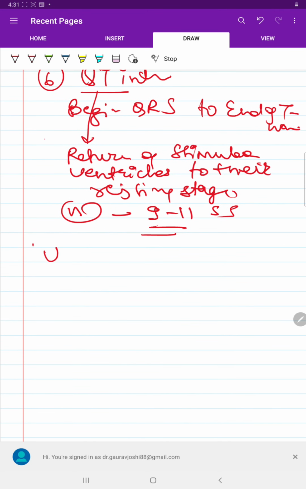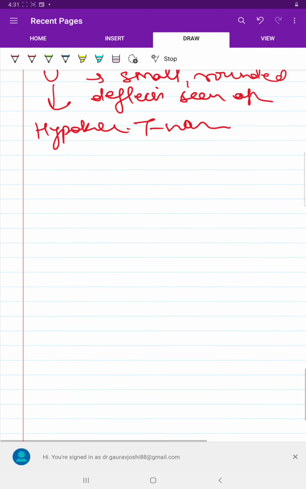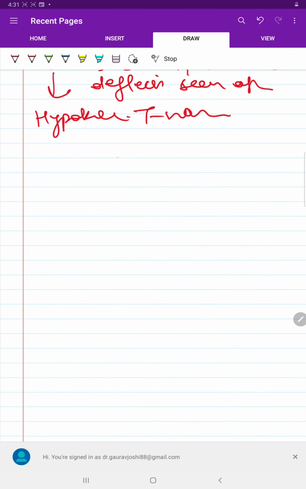And sometimes you appreciate a U wave also. What is the U wave? It is a small rounded deflection seen after the T wave. It is most prominent in hypokalemia. So if you know this much about the ECG, this is the basics of ECG. In the coming lectures I will discuss more segments, limb leads, chest leads. But if you know this much basics, then our life becomes very easy in reading.